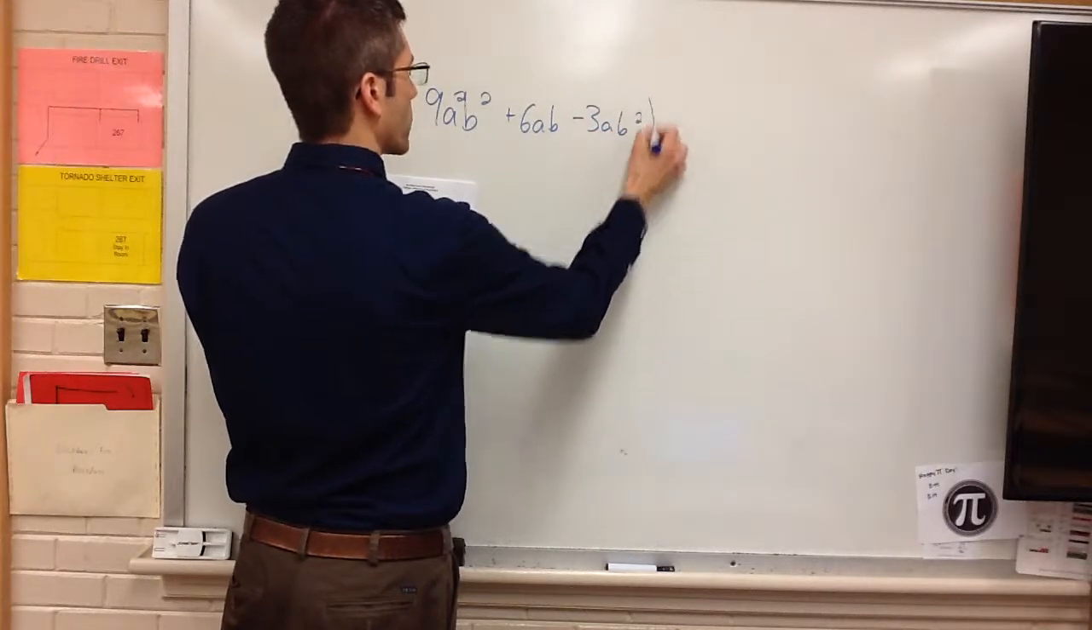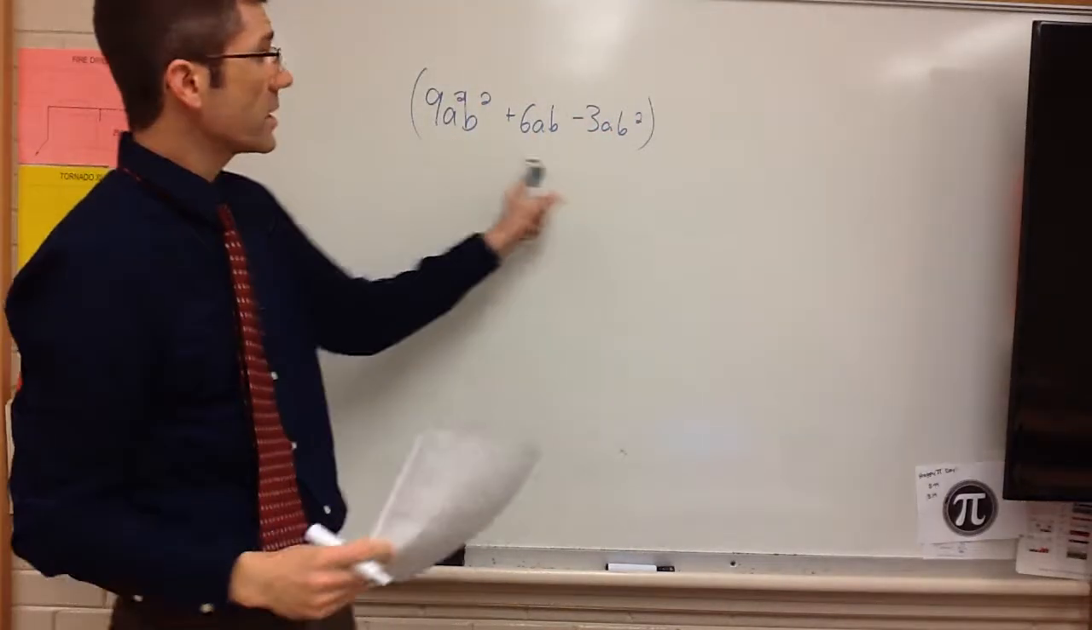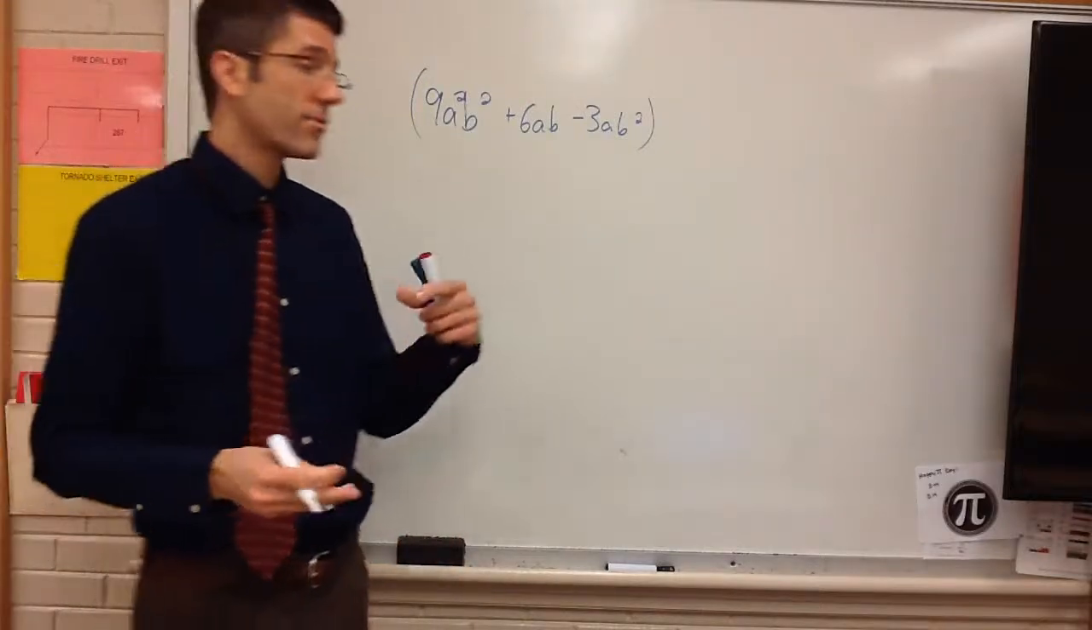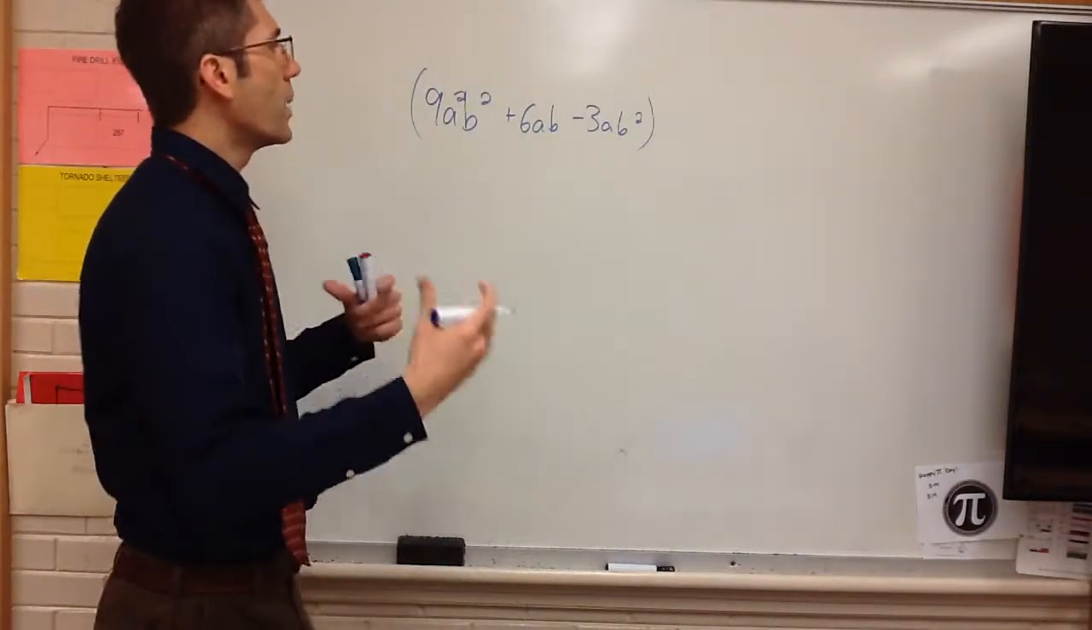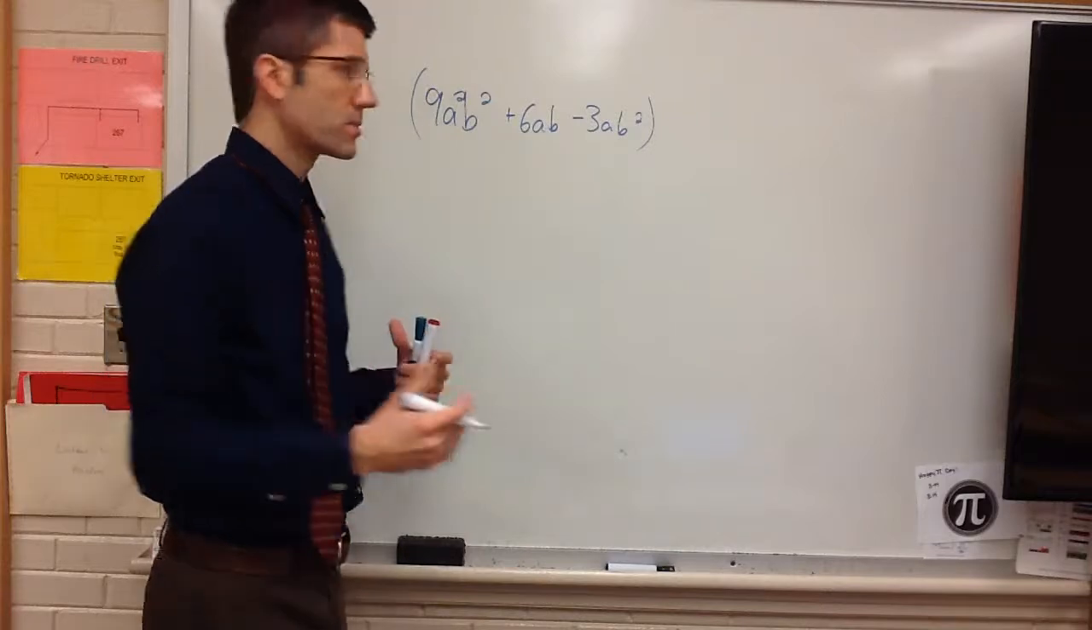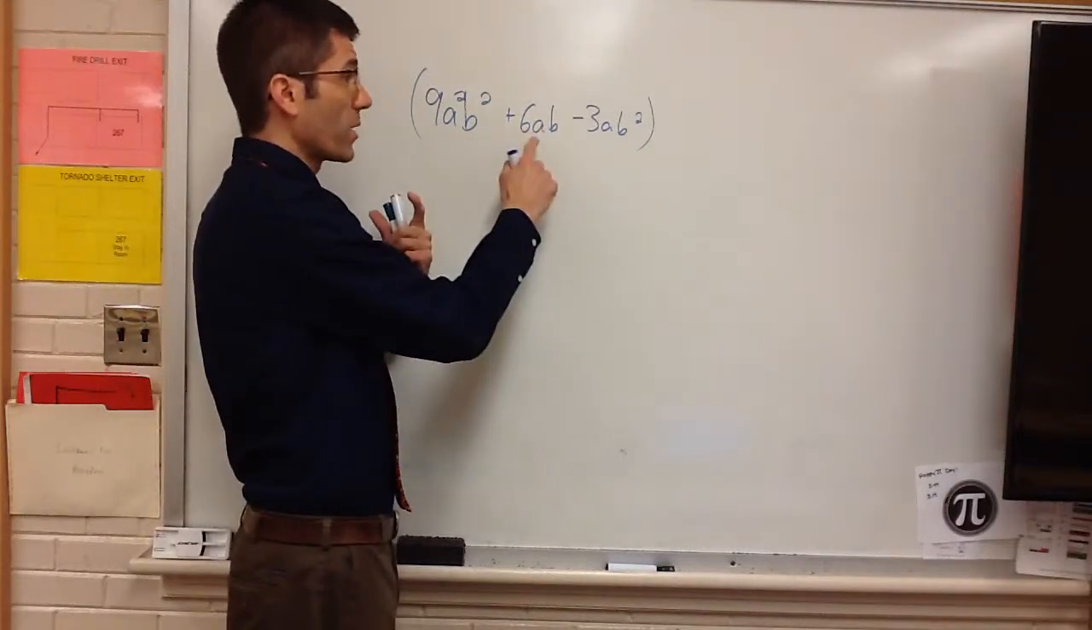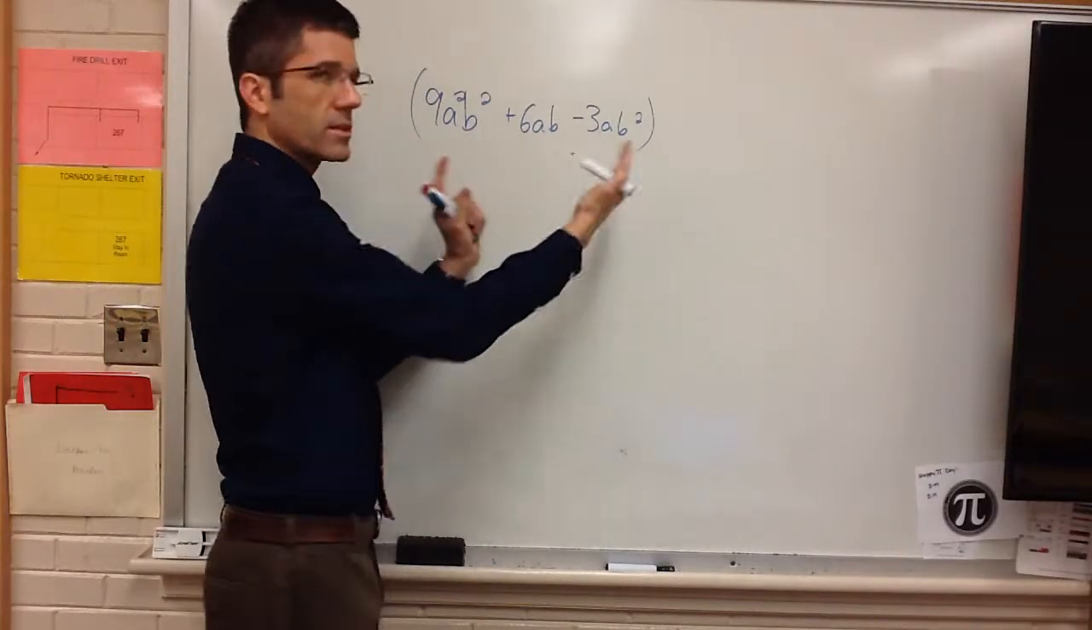Okay, before we go any further, let's just stop and stare at that. None of these are like terms. They all have a's or b's or both, but they don't have the same exponents. Like that's a squared b squared. There are no other a squared b squareds in here. So none of these are alike.